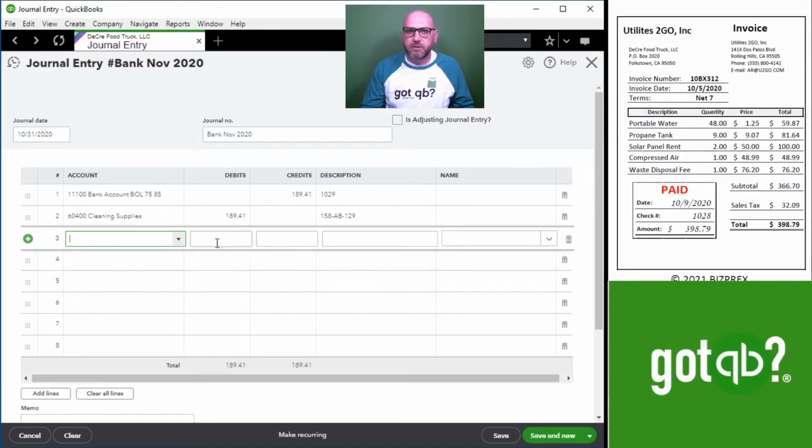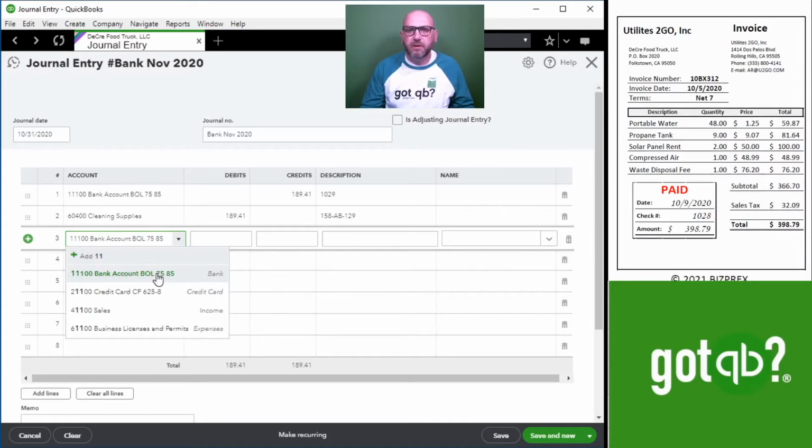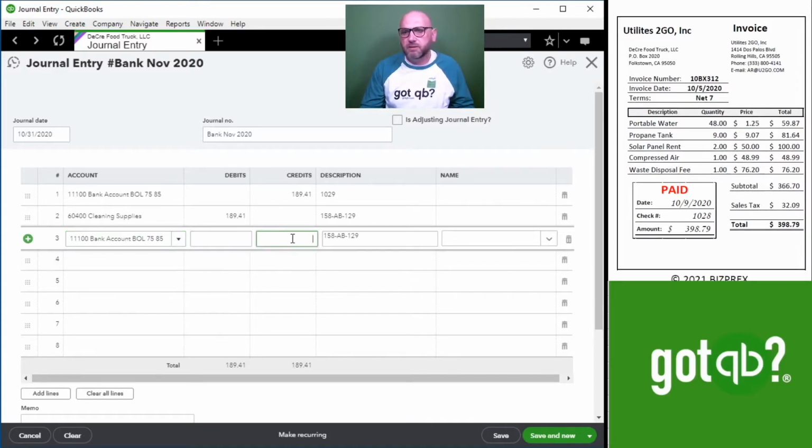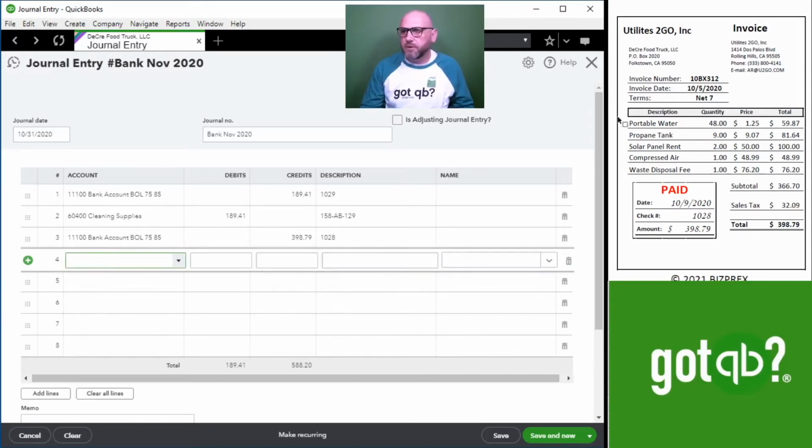Well, we have this utilities, right? So again, let's get the bank account out of the way. It's an asset, it's reduced when credited, so that amount will reduce our bank account balance. Let's enter the check number right here. All right. What else? So this is our utilities. So we're going to hit our utilities account. It's an expense. Expenses go up when debited. Here it is. Let's enter the invoice number.